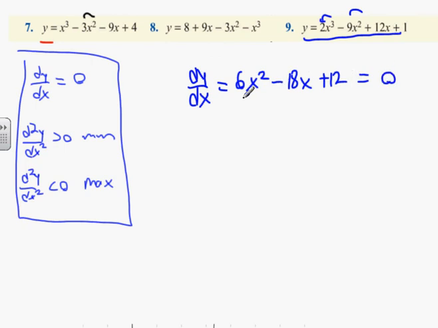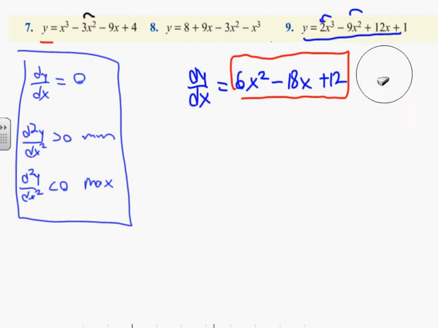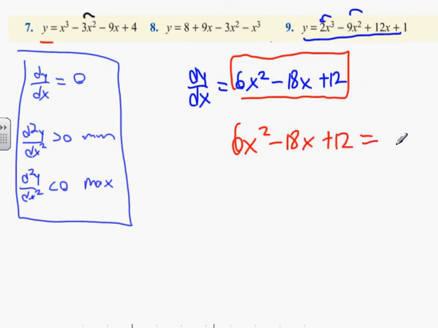Now, that's your derivative, okay? That's the answer for your first derivative. Just remember that. Now, let's solve the first derivative equal to 0, okay? Mick, is there any number you can divide all these by? 6, 18 and 12. 6. So 6 into 6x squared, x squared. 6 into 18x, minus 3x. 6 into 12, 2. What type of equation is that? Quadratic. It's a quadratic, okay?